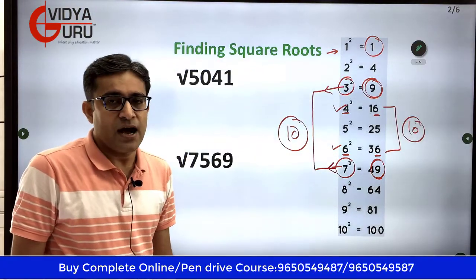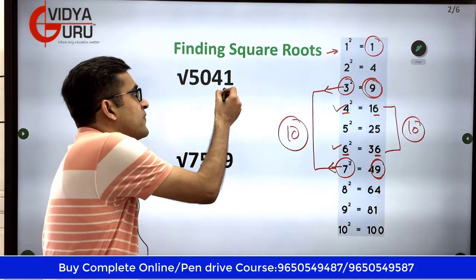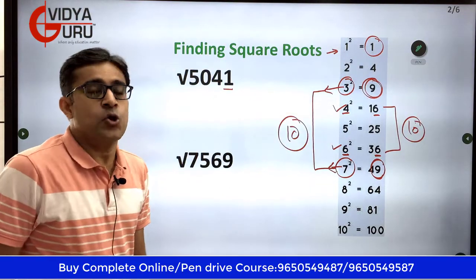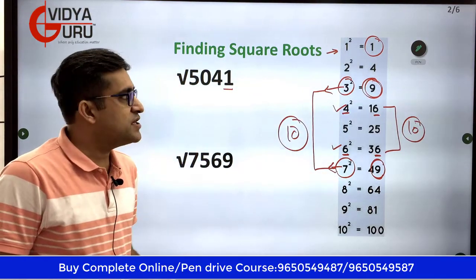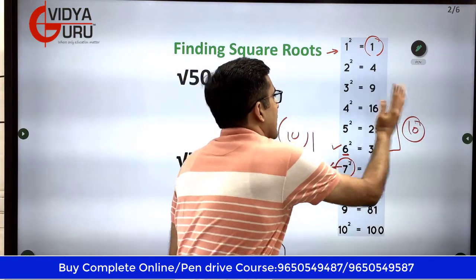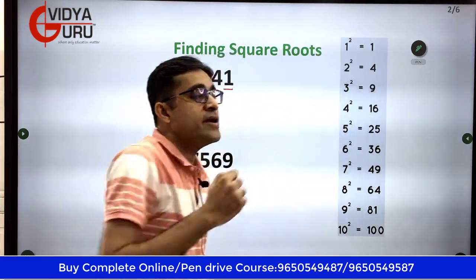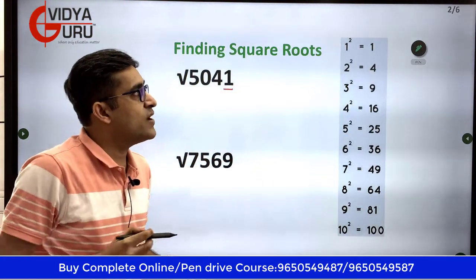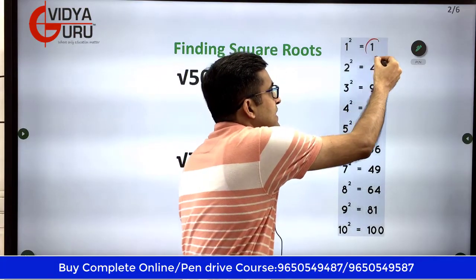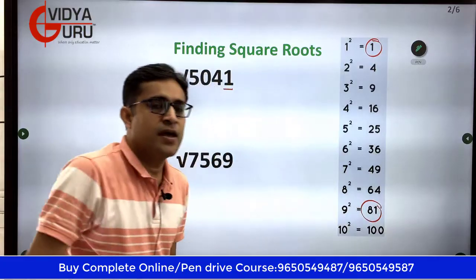Now let's see how we can use this particular concept. I have 5041. Look at the units digit. The units digit is 1. And look at this table once again. Where does 1 appear? 1 appears at the top and 1 appears in the square of 9.